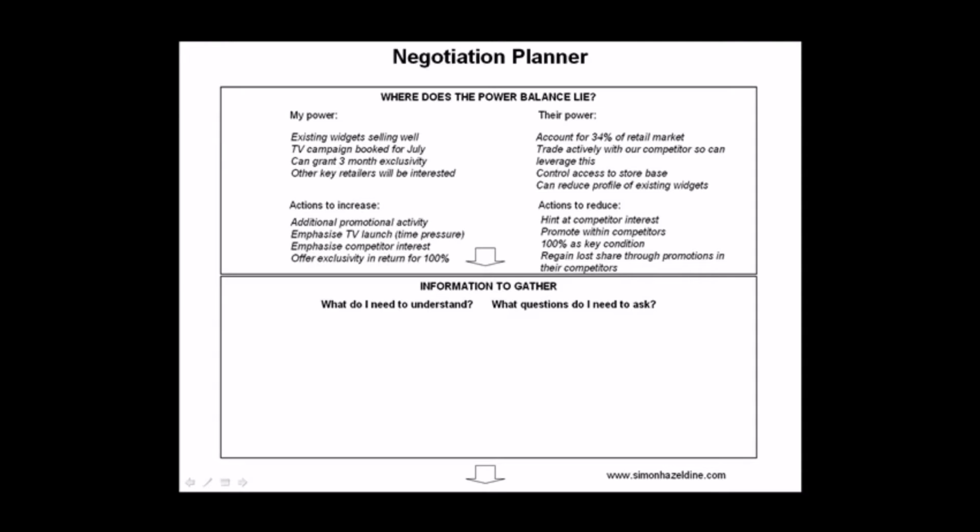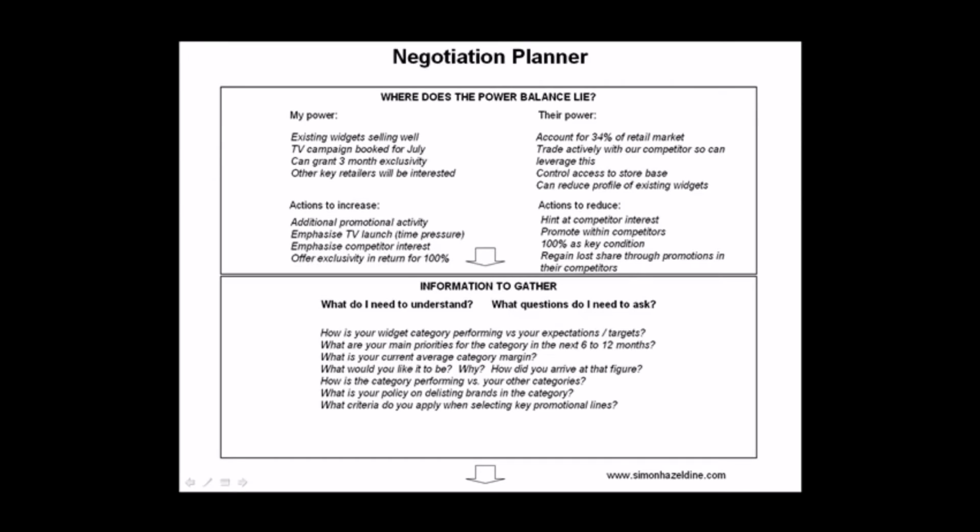So we're thinking through where the balance of power lies, thinking about things we can do to increase the perception of our power and to decrease their power. So having done that, we want to think about what questions do we need to ask to uncover information that will help us to craft a good negotiated agreement.